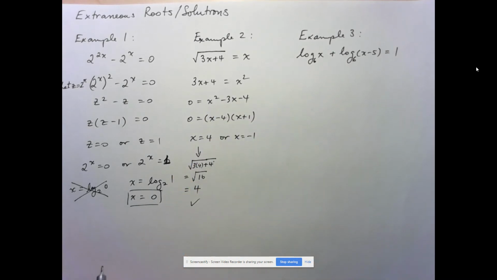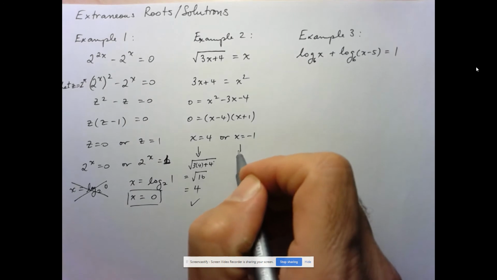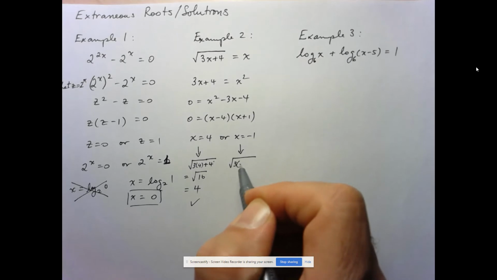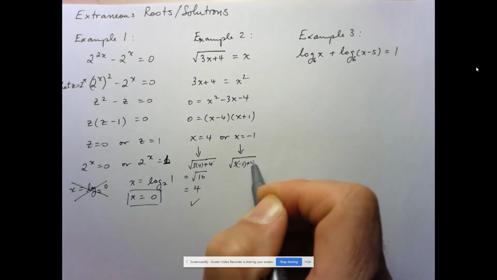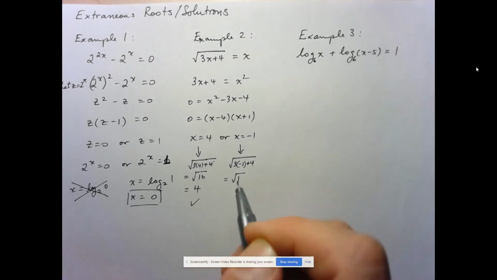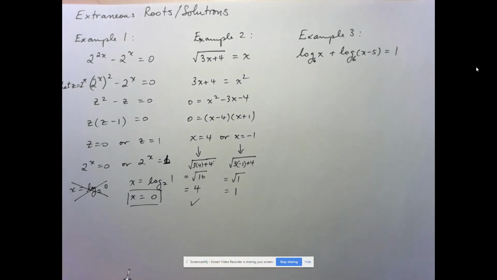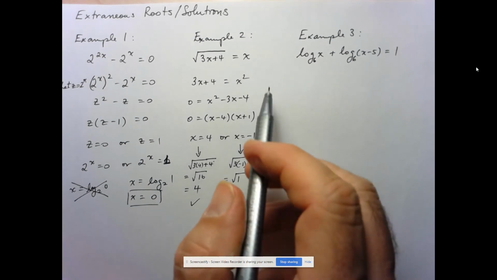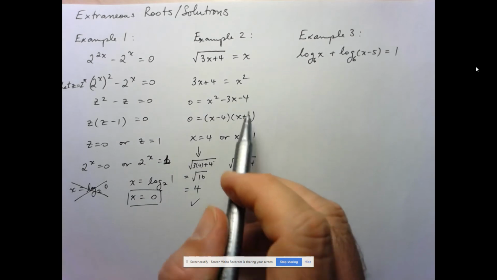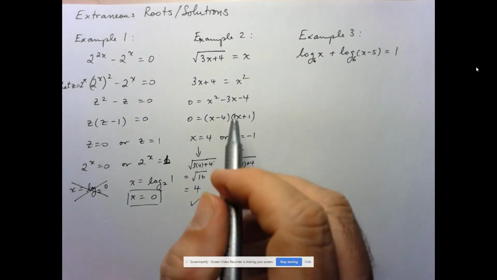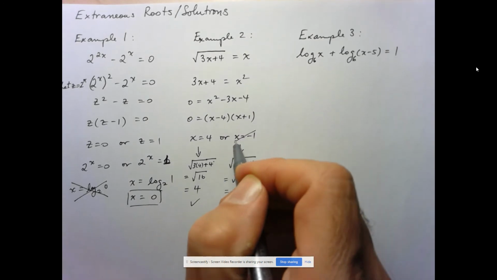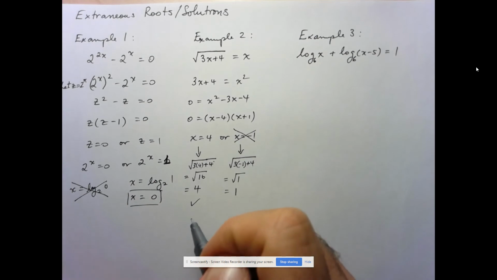So that works out. All right, and let's see what happens now when I put in x equals negative 1. On the left-hand side, I have 3 times negative 1 plus 4. Well, negative 3 plus 4 is 1, so I just have the square root of 1 equal to 1. But wait a minute, what should I have on the right-hand side of the equation? I should have whatever the value of x is, negative 1. Well, negative 1 and 1 are clearly not equal. So that means this is, again, an extraneous solution.